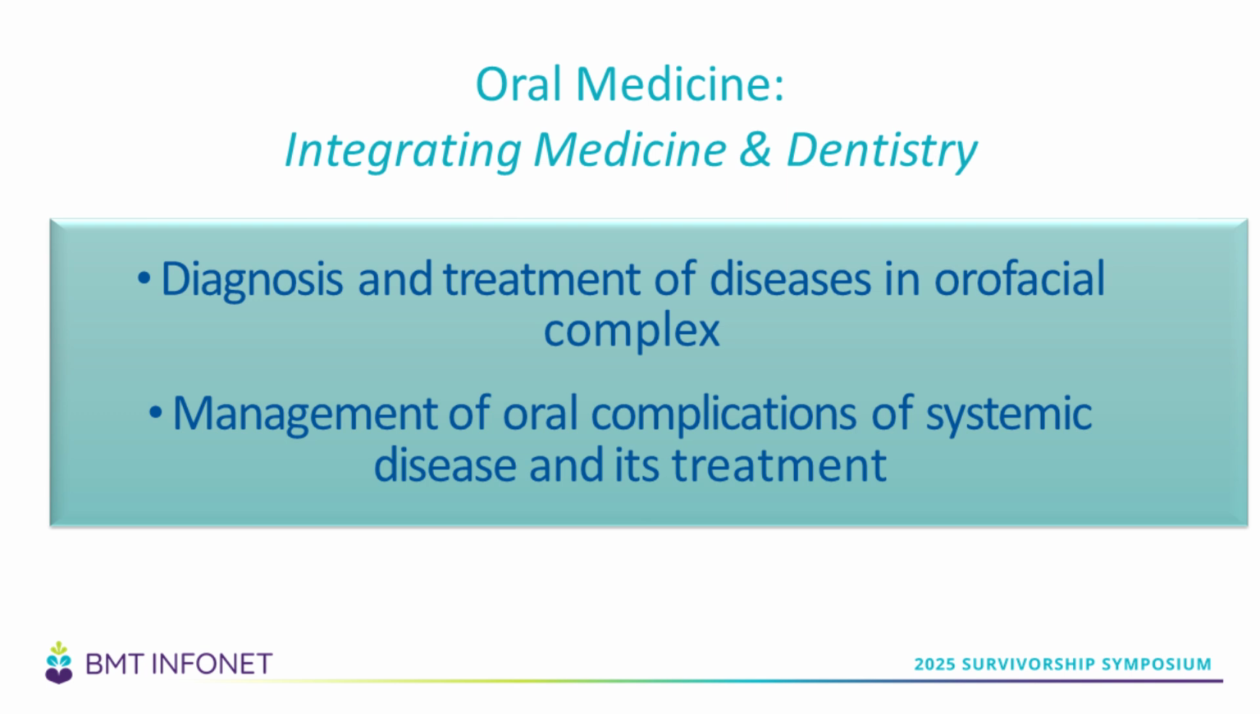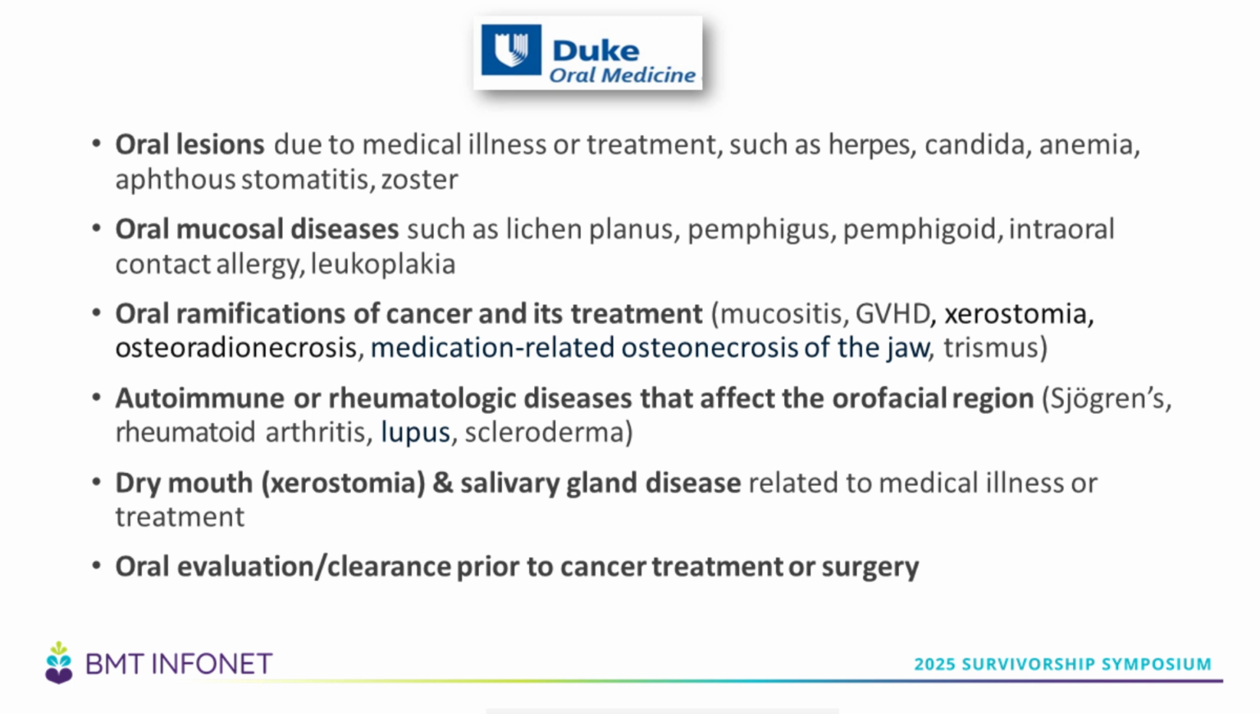At Duke Oral Medicine, oral medicine integrates medicine and dentistry, and so it has to do with the diagnosis and complex treatment of these orofacial diseases, as well as oral complications of systemic disease. At Duke Oral Medicine, we do a wide variety of the general oral medicine type of treatments, but what I'd like to do is highlight for you the third bullet down, the oral ramifications of cancer and its treatment. So things like mucositis, GVHD, dry mouth, osteoradionecrosis, and trismus.